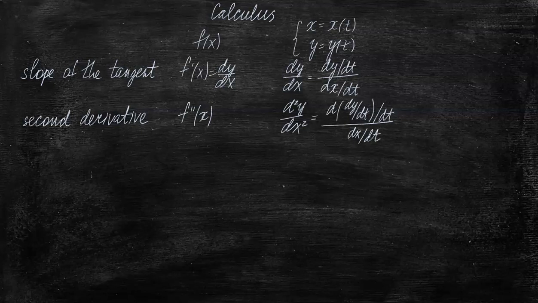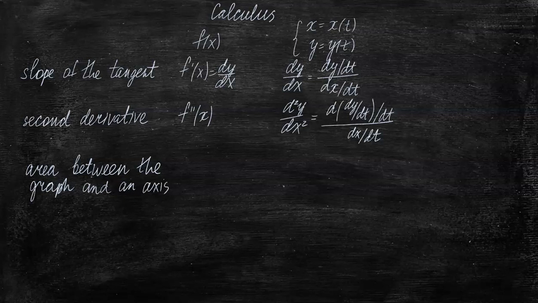We know how to find the area between the graph and an axis. I'll use the x-axis as an example here, but we use integration to answer that question. So we also know the answers to these questions for curves defined parametrically.